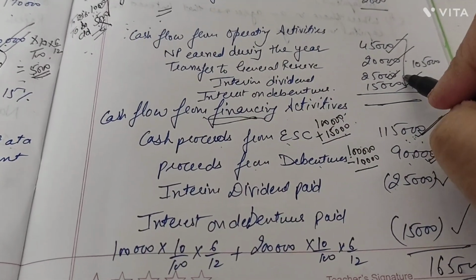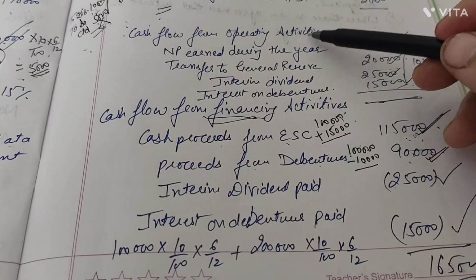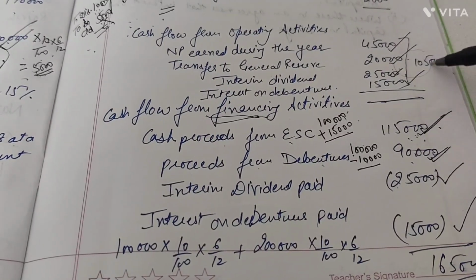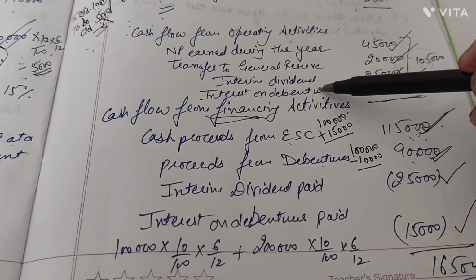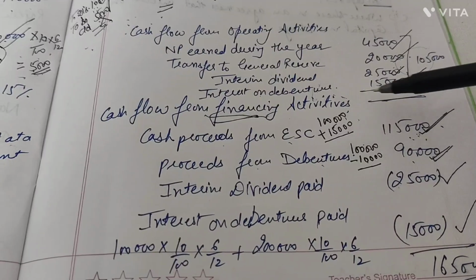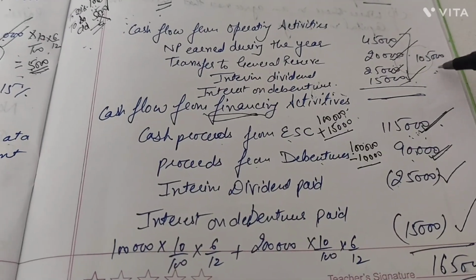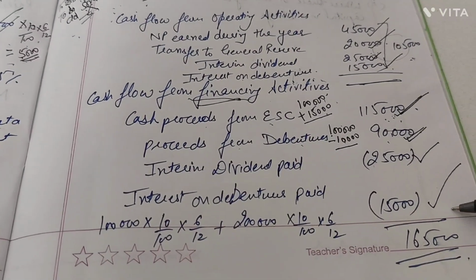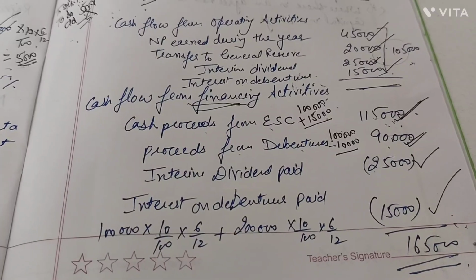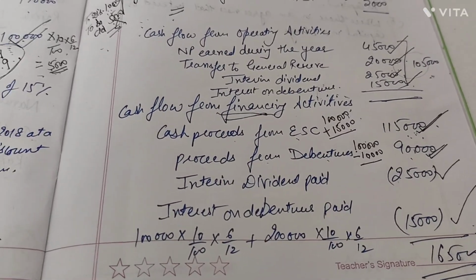So for the given question, we have calculated cash flow from operating activities with these adjustments, starting from profit earned during the year. This is the operating profit before working capital changes, and we have also calculated cash flow from financing activities.